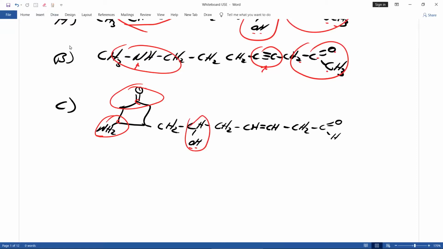That's called an alcohol. Ooh, double bond. That's right there. Ooh, an oxygen, double bond to carbon. We call that an aldehyde. Now, you don't have to know the names, but you should be able to circle functional groups.